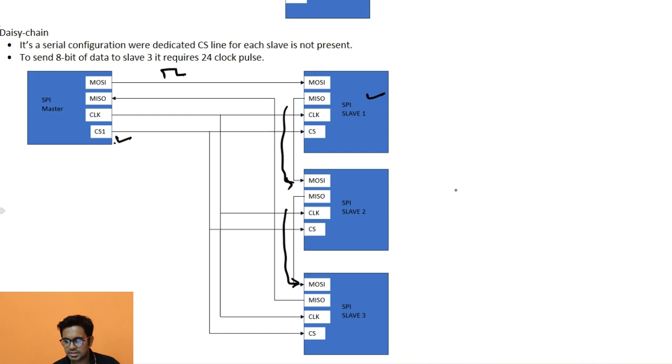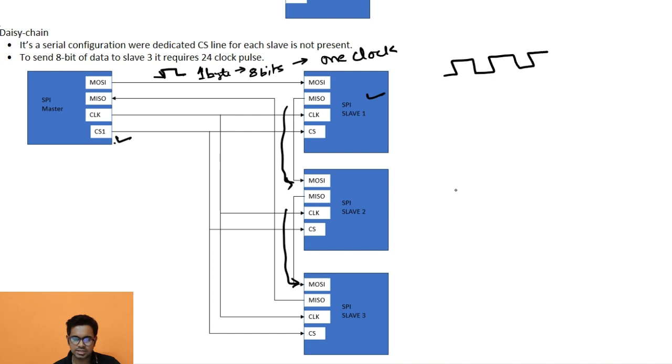Now the problem here is to send the data. If I say that it wants to send 1 byte of data, 1 byte means 8 bits. So each bit is sent using one clock signal. You can just think like this: if this is the clock signal being sent, then for every clock signal you can send only one bit.